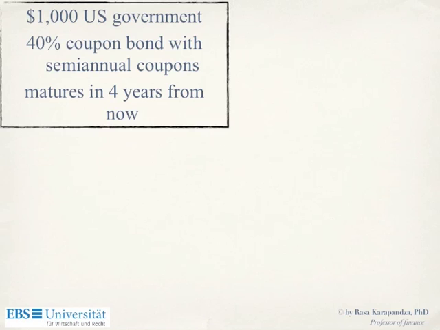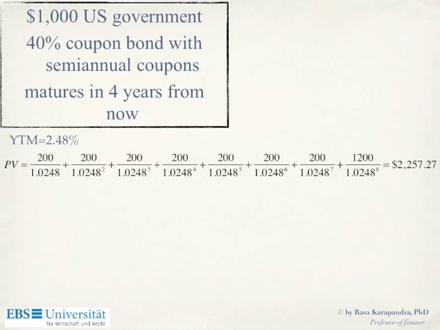You have a $1,000 US government bond with 40% coupons paid semi-annually. So what does it mean? That means that every 6 months you get $200. And this 2.48%, pay attention, in this example, is a semi-annual rate. This is not an annual rate.